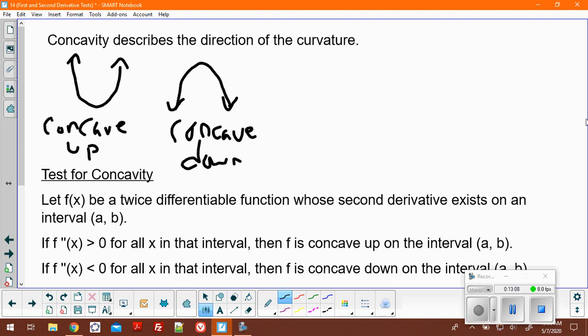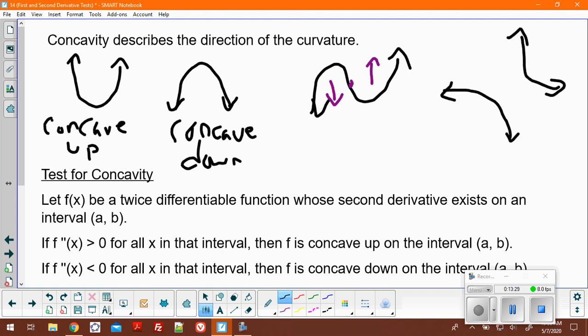On a cubic function, like the one we just drew, when I have something like this, it is concave down in this section, and it is concave up over here, and somewhere in between it switches. You can also do this with rational functions. If I have a basic reciprocal function, it would be something like this. This section is concave down, and this section is concave up.